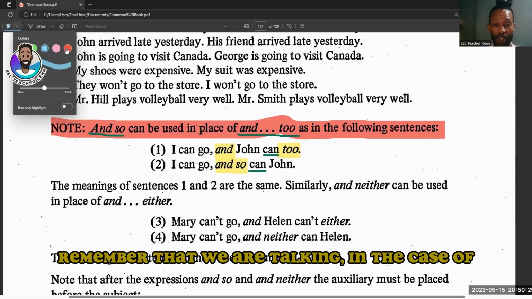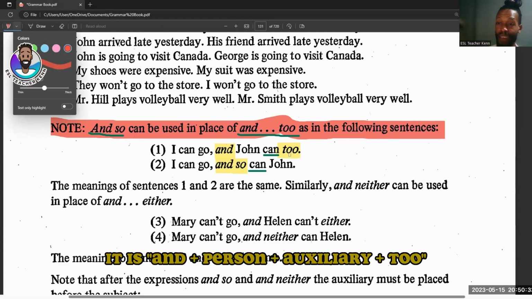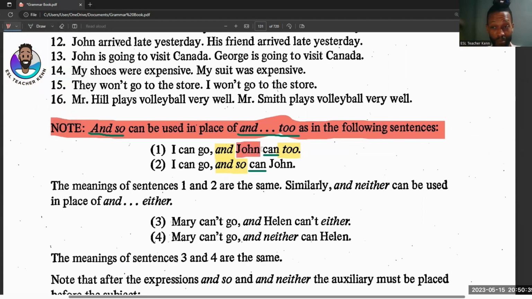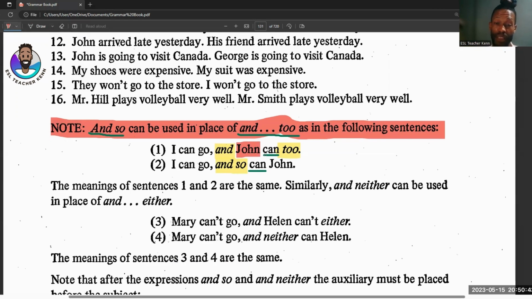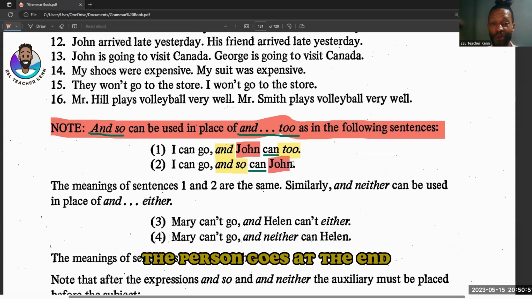Remember that we are talking in the case of to, as we saw in the beginning of the exercise, it is and, person, auxiliary, to. But when we are using so, the structure is and so, auxiliary, person. The person goes at the end.